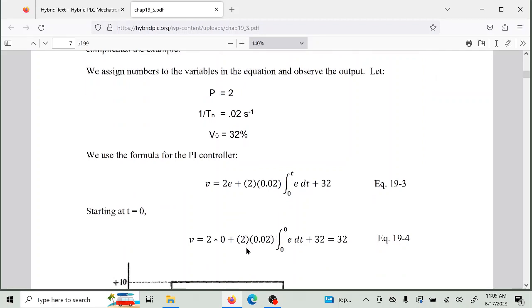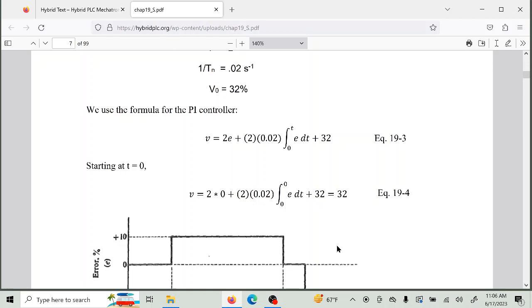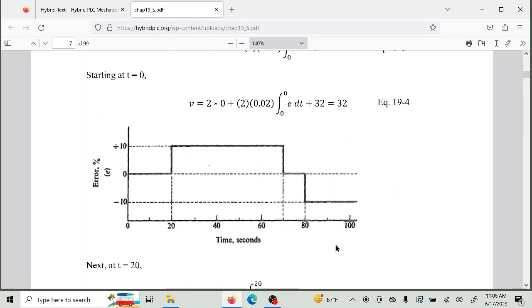Now at 0, we want to find out what the value of the output is. What is the error? Well, the error is 0, and then it's 2 times 0.02 times the integral from 0 to 0. What's the integral from 0 to 0? It's 0. So basically there is nothing, so we don't go off of 32. This is our constant, so we're at 32. Then we look at 20 seconds, okay?